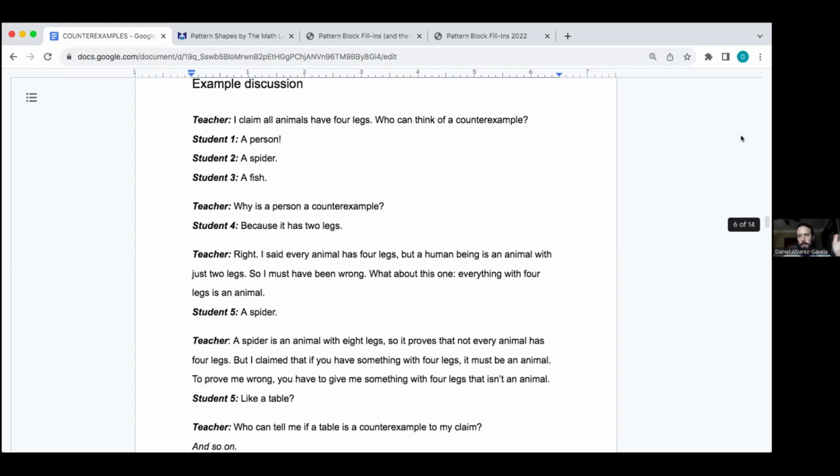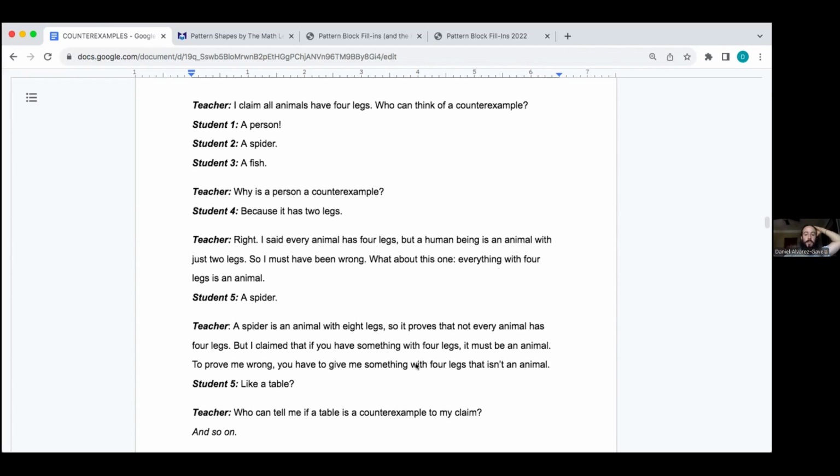If the question was everything with 4 legs is an animal, then you have to give me something with 4 legs that isn't an animal. Not everyone might immediately understand exactly what is required of them, right? They might be a little bit confused, particularly at the beginning, about what a counterexample is. So just repeating in very plain terms exactly what is being asked of the student will be helpful. You have to give me something with 4 legs that isn't an animal.